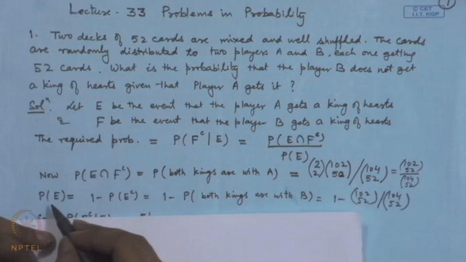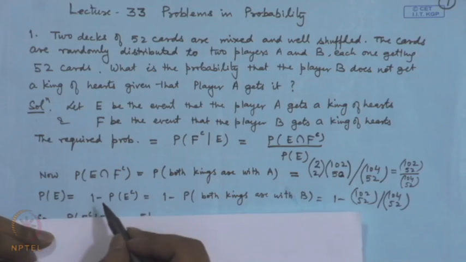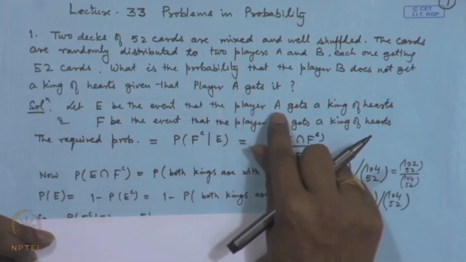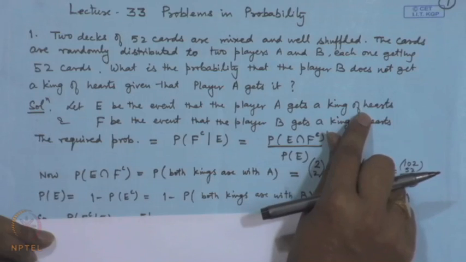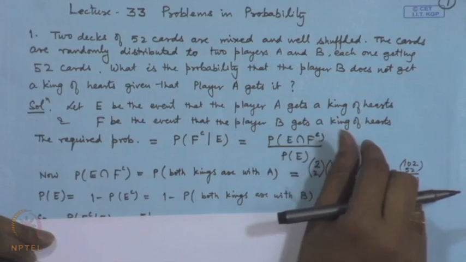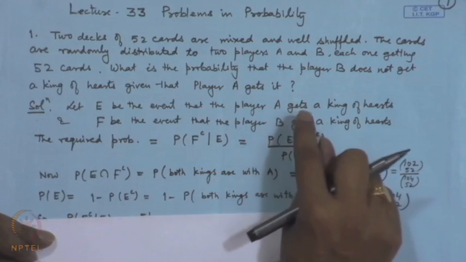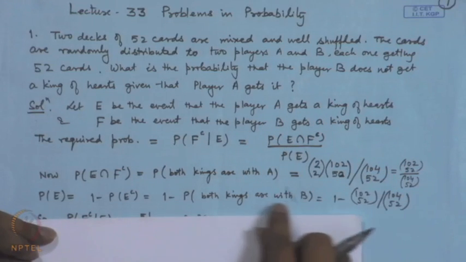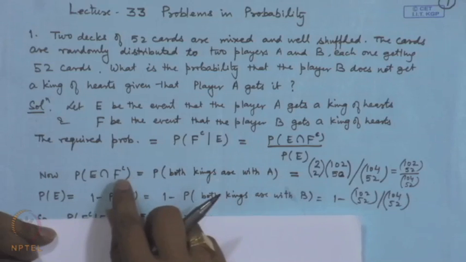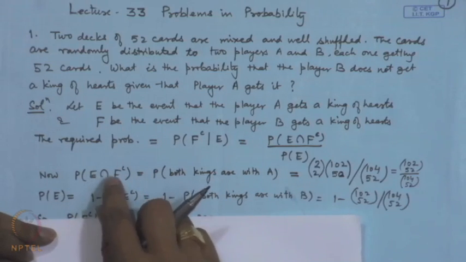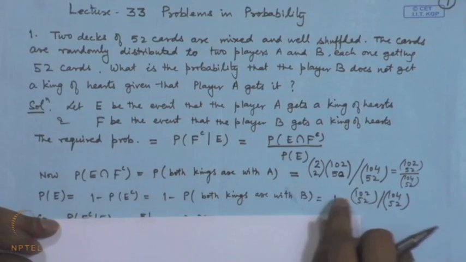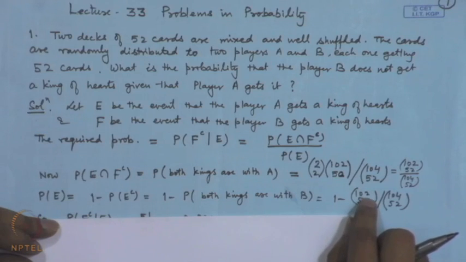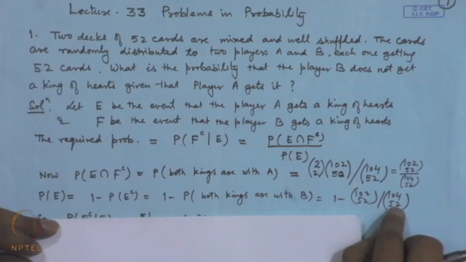Now, what is the probability of E? Again we can write it as 1 minus the probability of E complement. Now, what is E complement? E complement means that A does not get a king of hearts. It is the same as B not getting a king of hearts, because there is nothing to distinguish between A and B; both have symmetric behavior here. Since this probability is already calculated, the probability of E complement is the same as the probability of E intersection F complement. That means, it will become 1 minus 102C52 divided by 104C52.